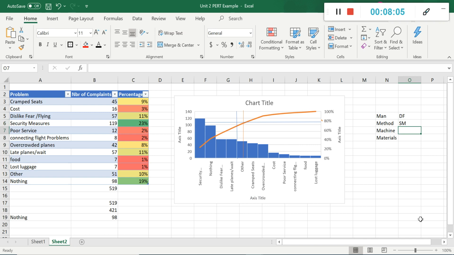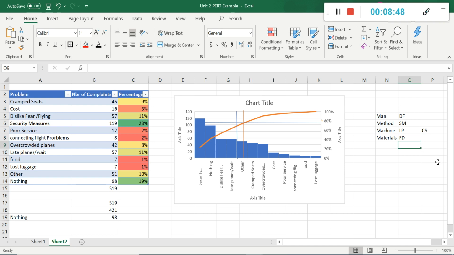Again, we can think a bit further and say, well, maybe it's because the training of the employees is not right, which is the people or man problem. But in this case, let's attribute it to the machines. So late planes is from there. When we want to set another example, let's say here, the food and the cramped seats. Cramped seats could be the materials. I'm between the machines and the materials. But let's put food. Food is part of it.